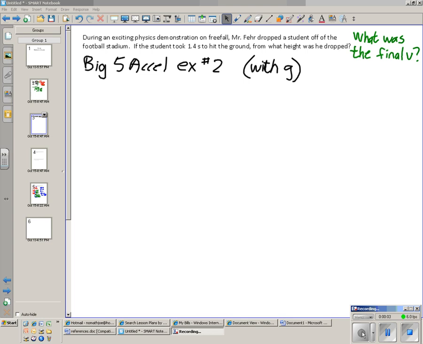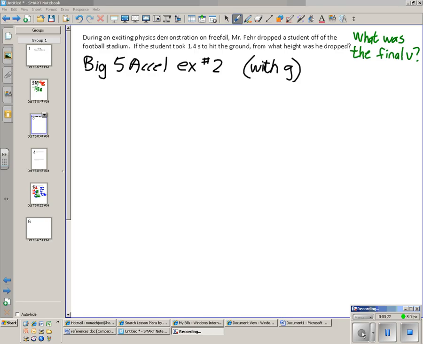This is Big 5 acceleration example number 2. This one has acceleration due to gravity in it. First, we read the problem. During an exciting physics demonstration on freefall, Mr. Fair drops a student off of the football stadium. If the student took 1.4 seconds to hit the ground, from what height was he dropped?